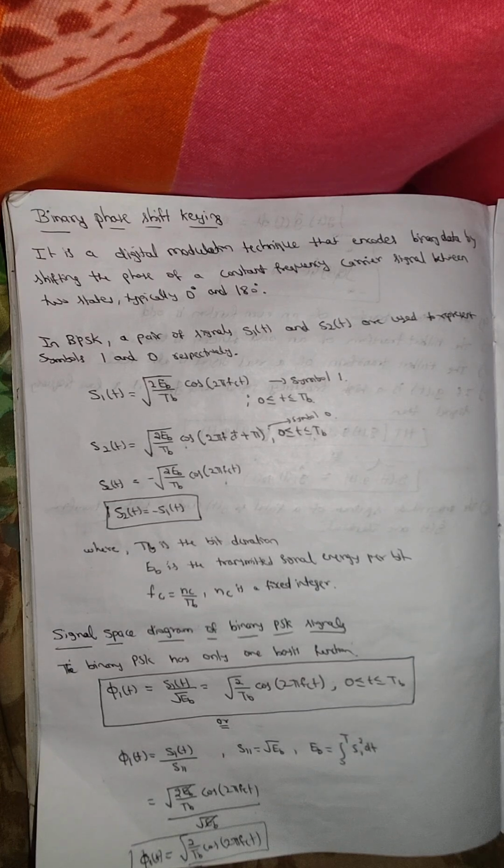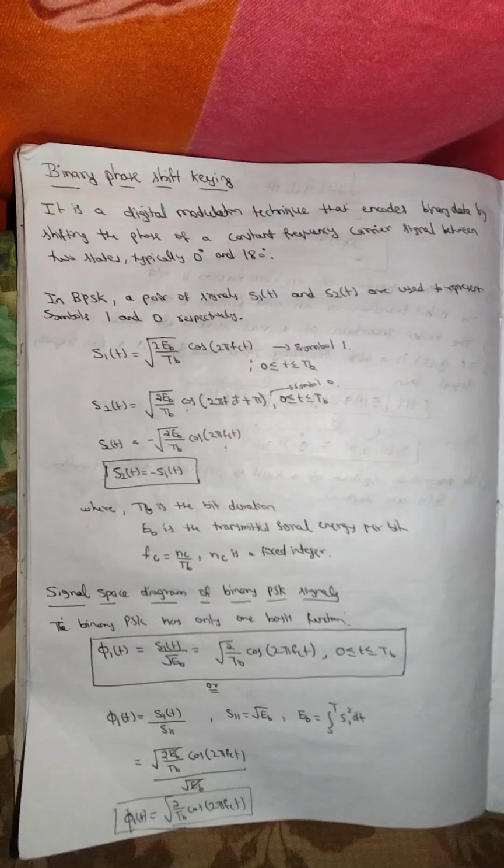Here Tb is the bit duration, Eb is the transmitted signal energy per bit. fc is equal to nc divided by Tb, where nc is a fixed integer.